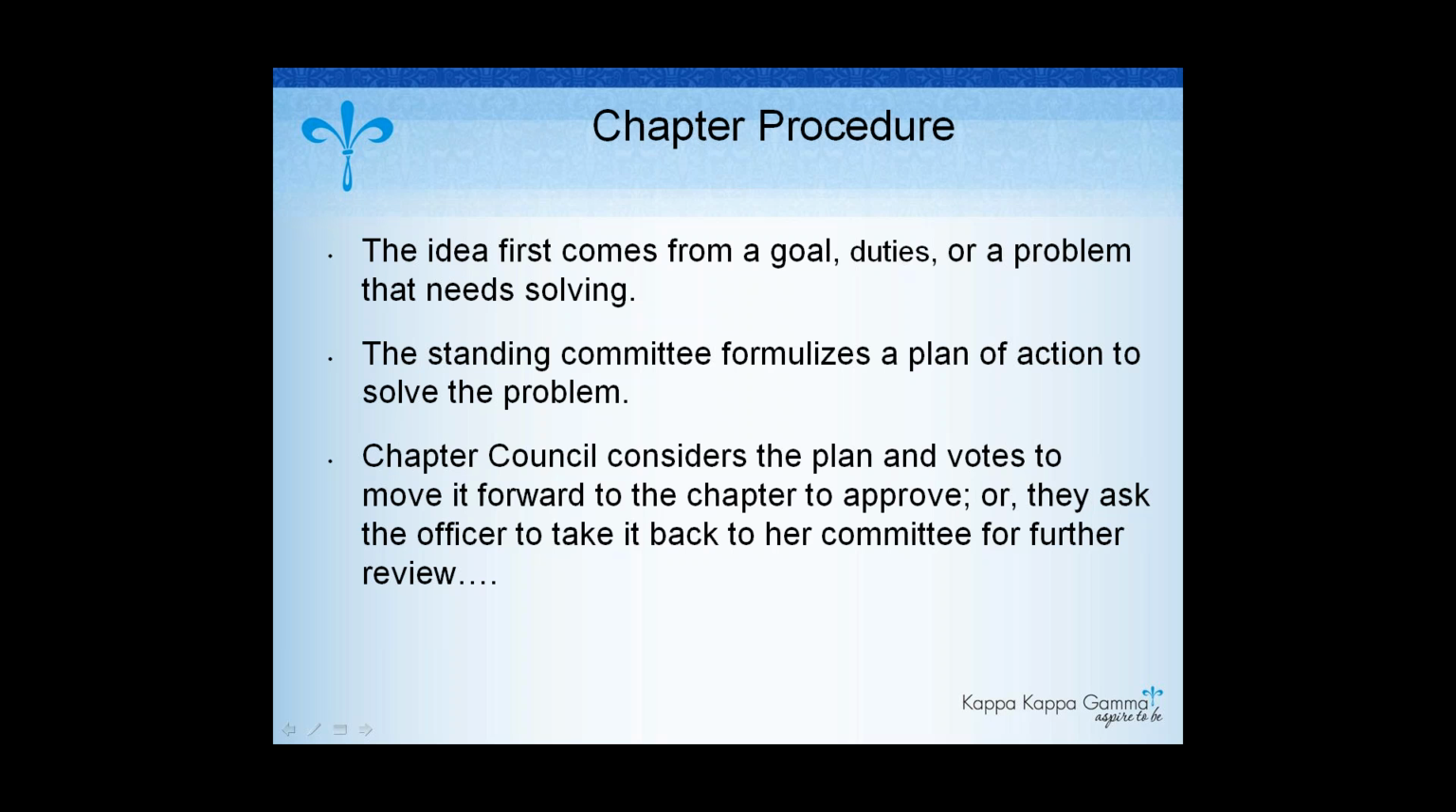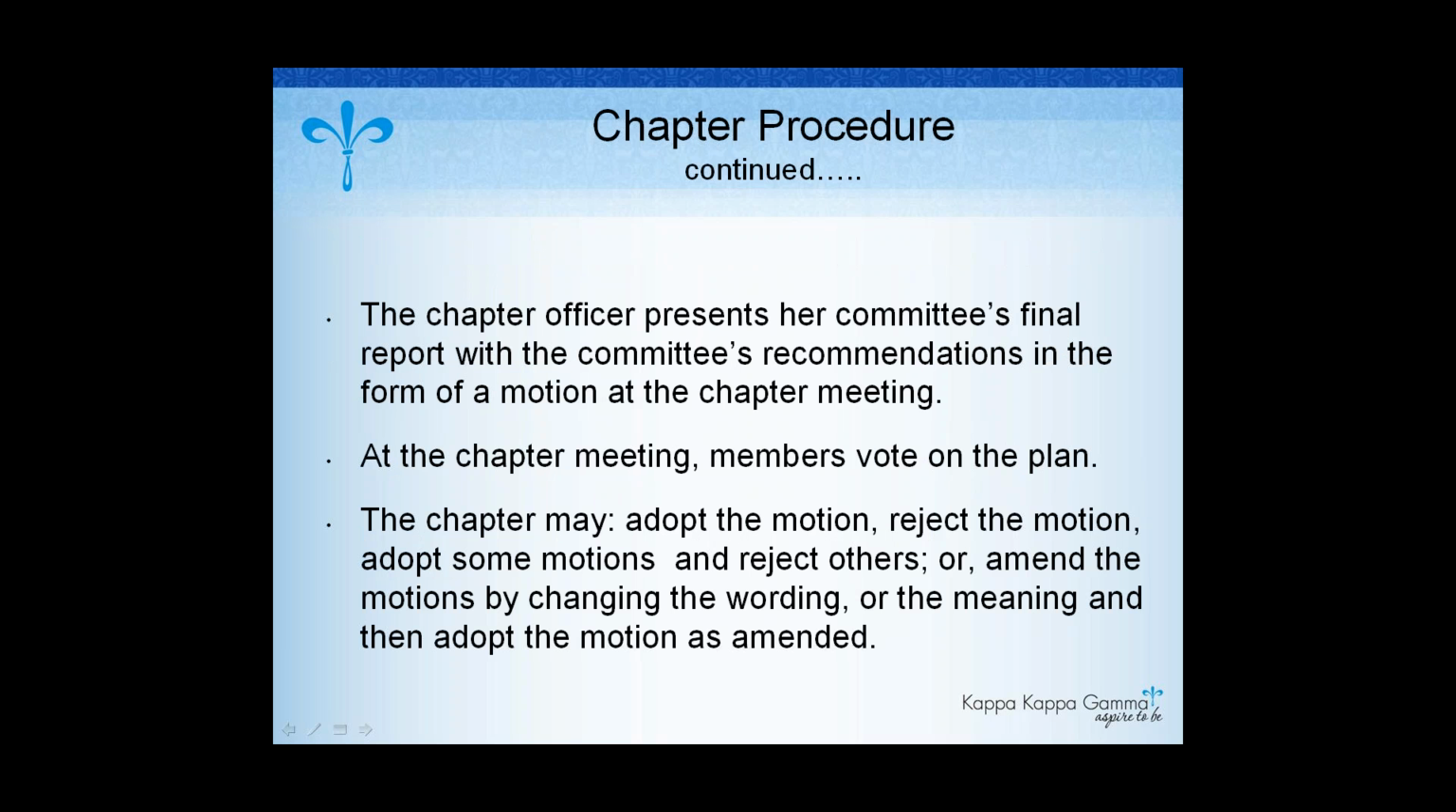If the idea is that it needs to come back to the chapter, then the chapter officer is ready to present her recommendations in the form of a motion to the chapter meeting. At the chapter meeting, it's where the members then vote on whatever the idea is. You know, they want to vote on a shirt, they want to vote on whether they're going to have 1 or 2 philanthropies that semester. That then comes to the chapter meeting.